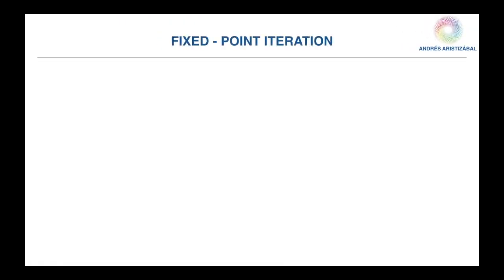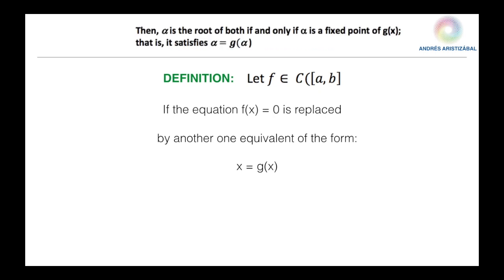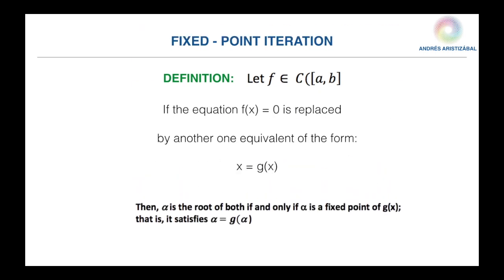Okay, so now let's define the iterative method of the fixed point. Let f be a continuous function on the interval [a, b], and we take into account that we want to obtain the solution of our equation f(x) = 0. So, if we manage to replace that function with another that is of the form x = g(x), then alpha is the root of both if and only if alpha is a fixed point of g(x). That is, it satisfies alpha = g(alpha).